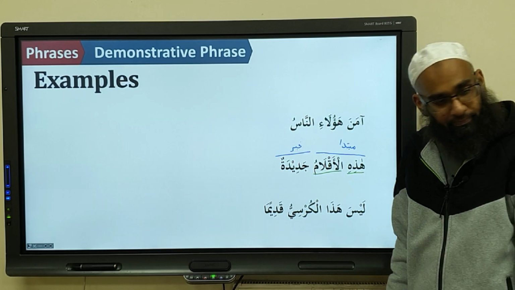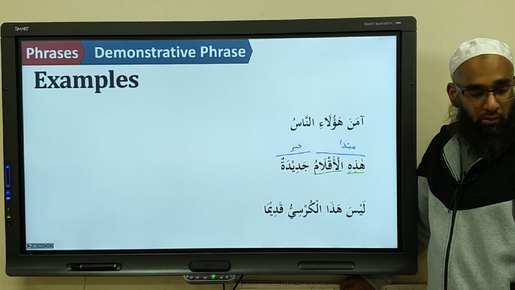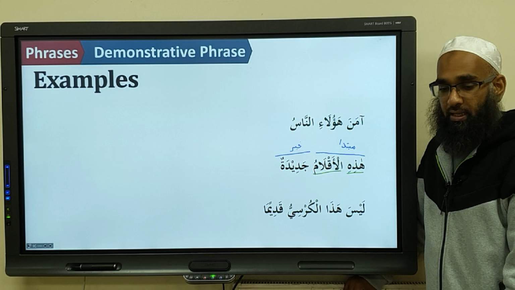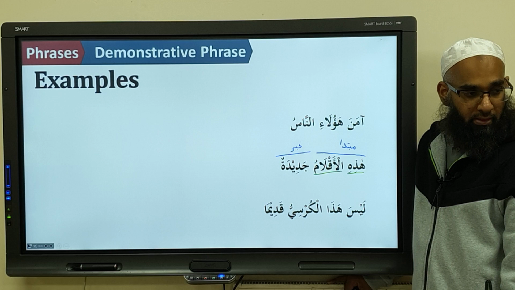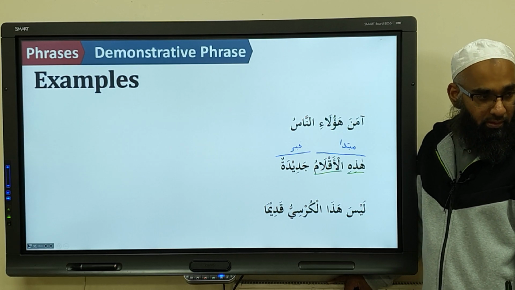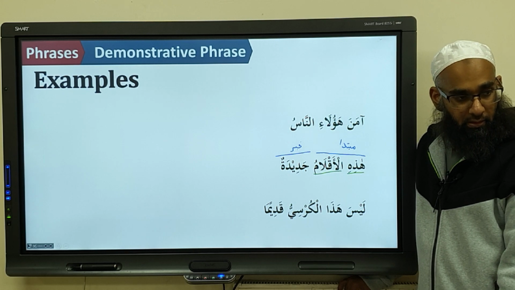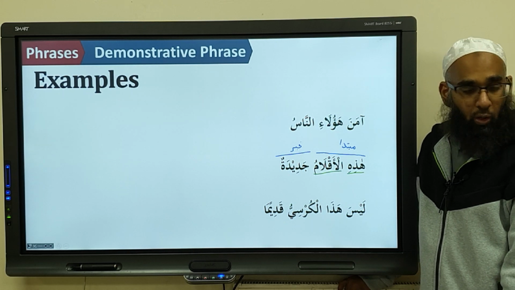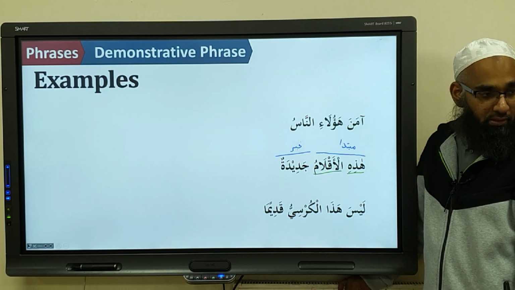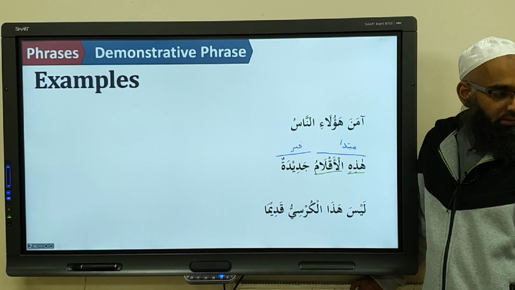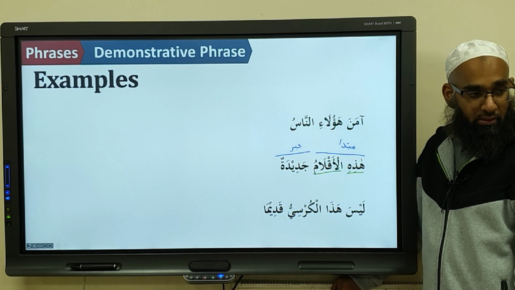Read it nice and clearly. ليس هذا الكرسي قديما. Translation. This chair. قديما. What's قديم mean? Old. So this chair. How do you translate ليس? Not. So ليس هذا الكرسي قديما: this chair is not old.